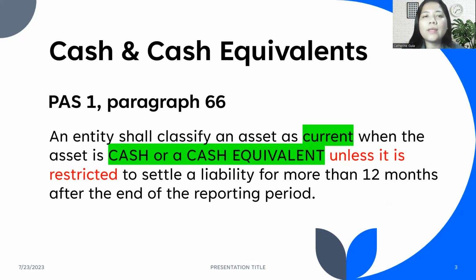Okay, so I highlighted here current cash or cash equivalent, and then I also have here a red font that it should not be restricted, or unless it is restricted. So it means if it is restricted, then you cannot classify cash or cash equivalent as current. Particularly restricted to settle a liability for more than 12 months after the end of the reporting period.